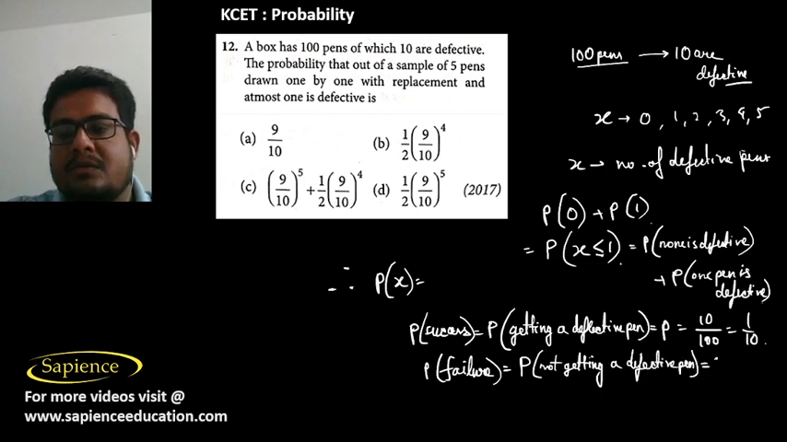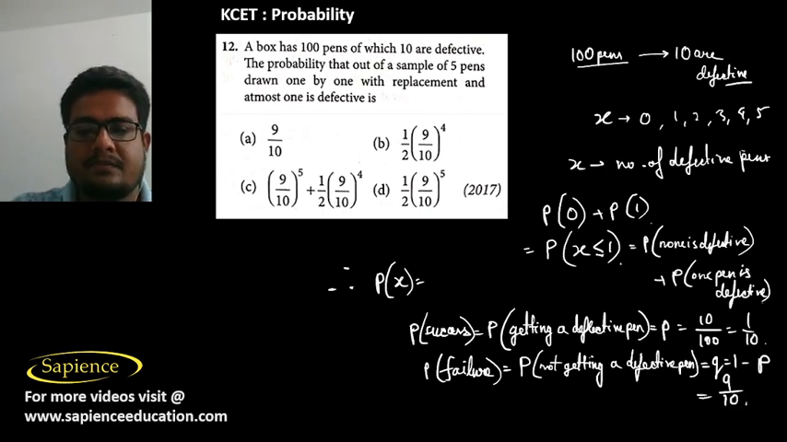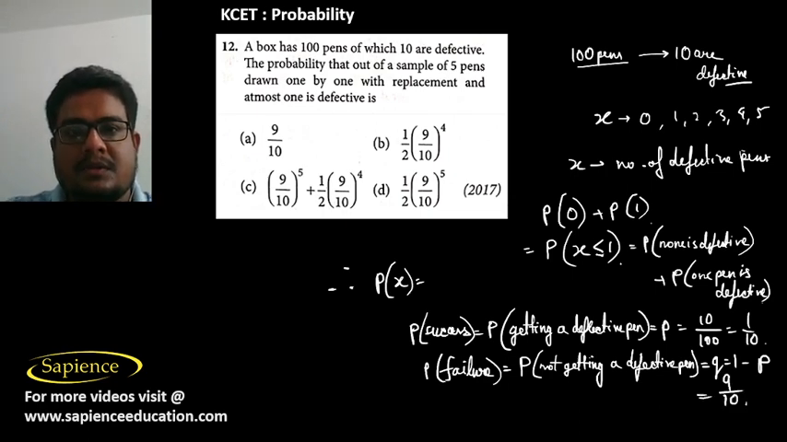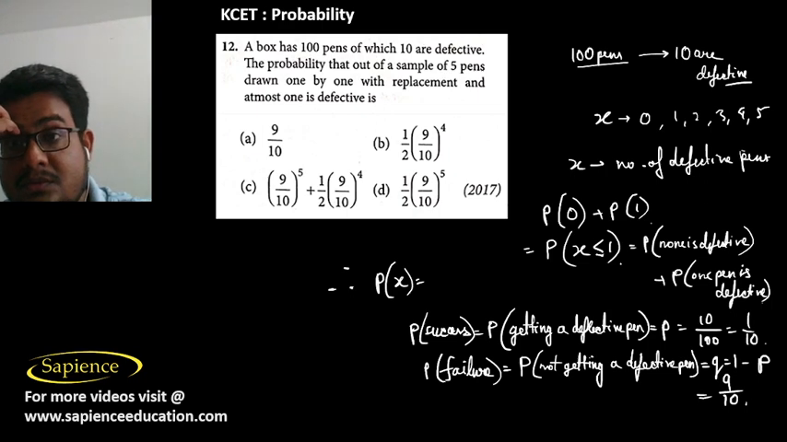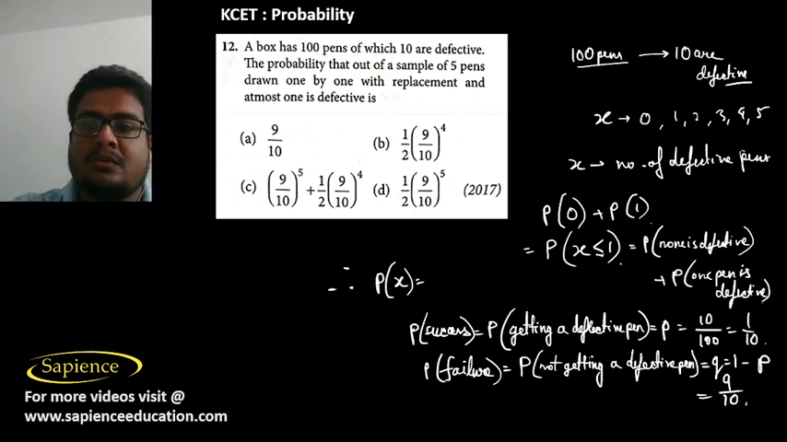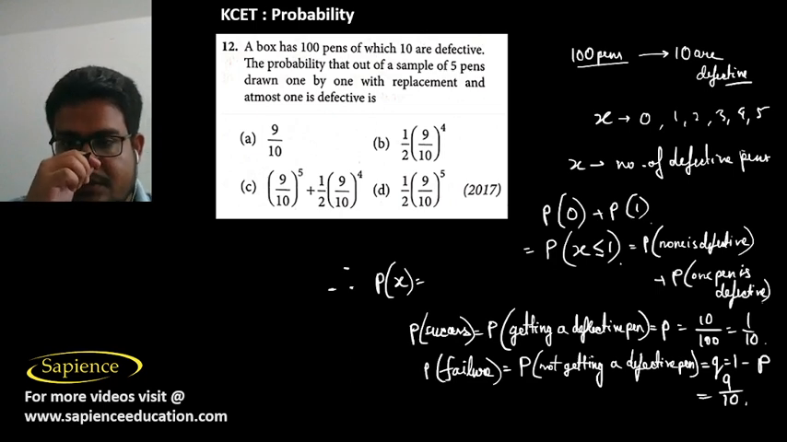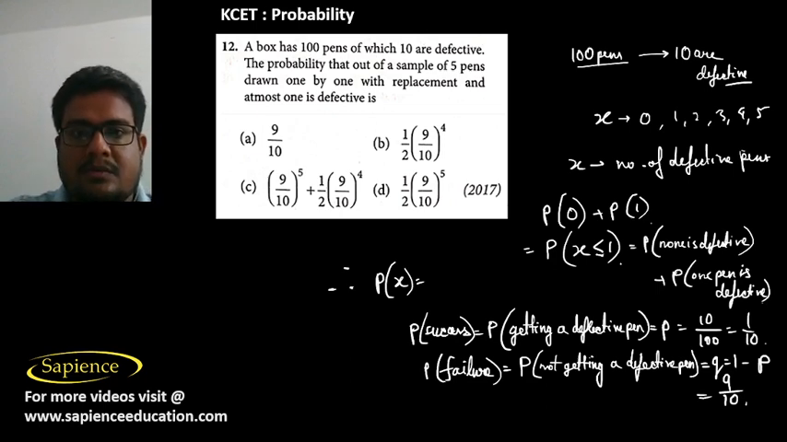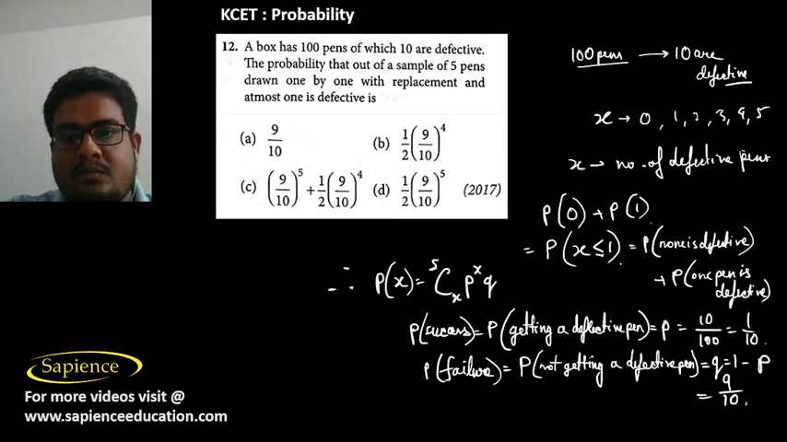So q will be equal to 1 minus p, that is equal to 9 by 10. Now P of x means the probability of getting x successes. So that will be equal to 5cx p power x into q power 5 minus x.